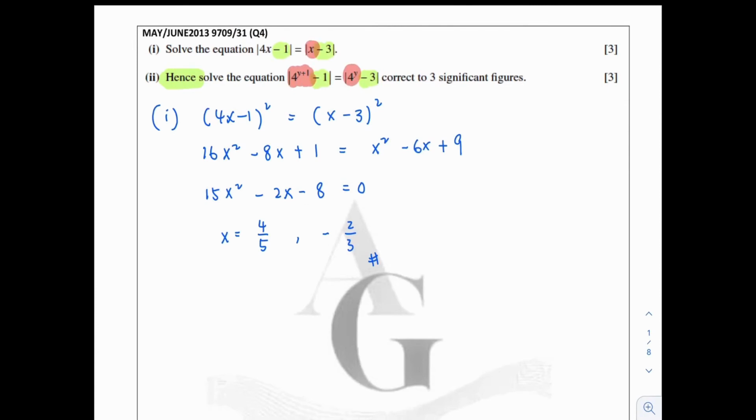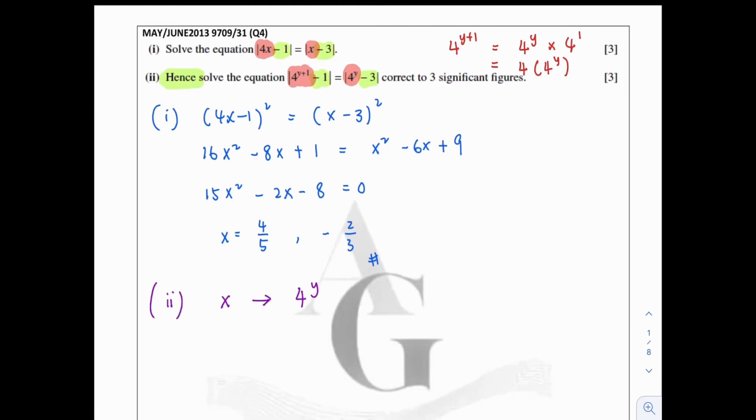And what about this? Is 4x equal to 4 power y plus 1? Let's have a look here. 4 power y plus 1 is actually equal to 4 power y times 4 power 1, which is equal to 4 times 4 power y. Isn't it the same here? 4 times 4 power y, which is the same as the 4x. So for here, we can conclude that they have changed the x into 4 power y.